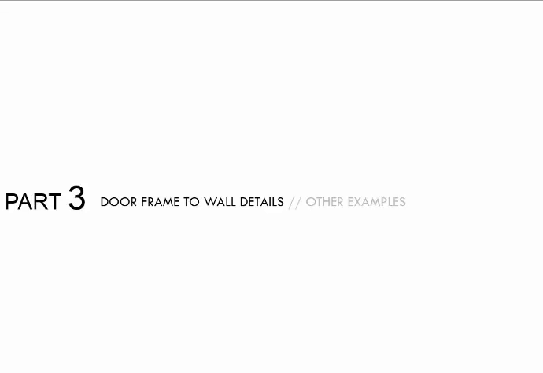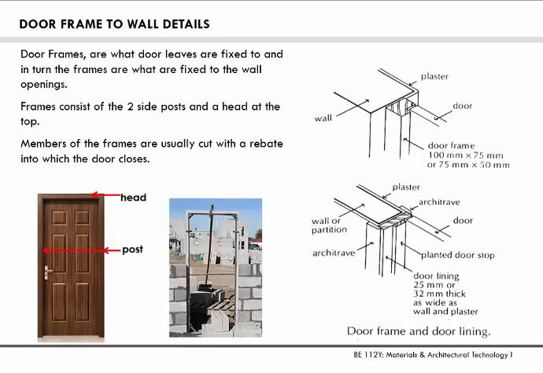In the last part of this lecture, we'll be looking at some more details as well as other non-conventional doors. A door frame is what we call the frame that fixes the door to the wall. This frame consists of two vertical sides, which are called the posts. Sometimes we call it a door jamb also. The vertical post is the door jamb, and the horizontal piece here is the head. This entire thing is the door frame.